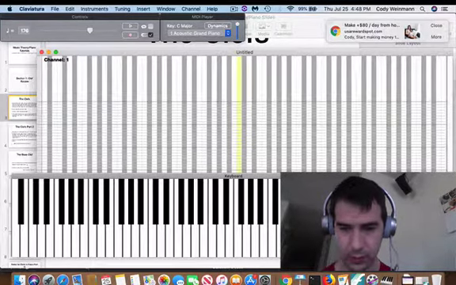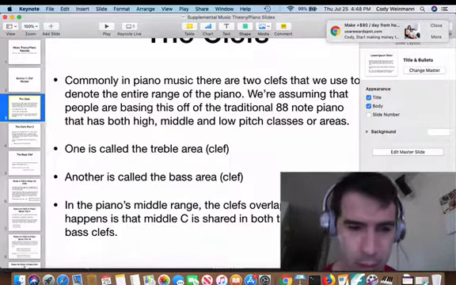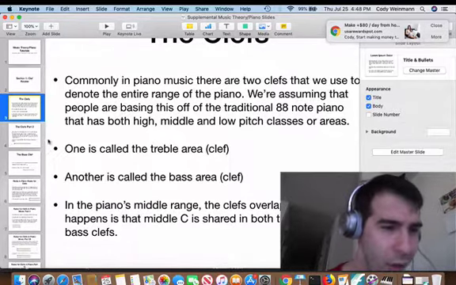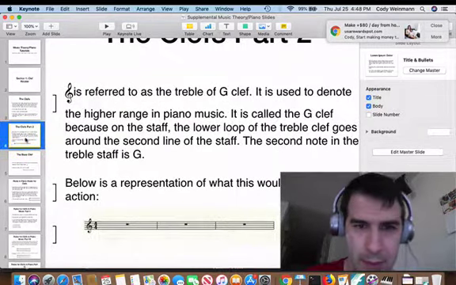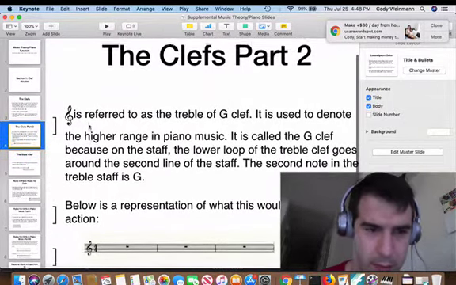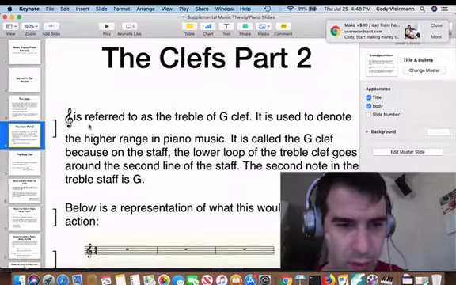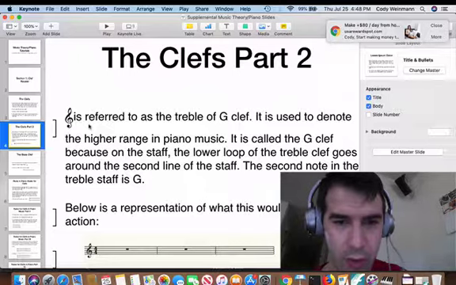Let me see. So we covered the treble clef, the bass clef, and where the ranges overlap. And now you've got clefs part 2. Okay, so you have that little thing that basically looks like a fancy ampersand, and in fact it is an ampersand in Maestro font on the keyboard if you do that. But this is referred to as the treble clef or the G clef.